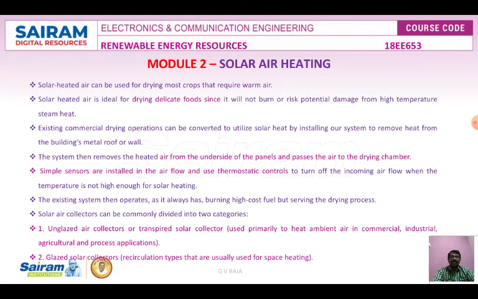First one is solar air heating system. So here the solar heated air can be used for drying most crops which require warm air. Most crops have moisture. To remove the moisture and require the warmth, we are using this solar heated air concept.